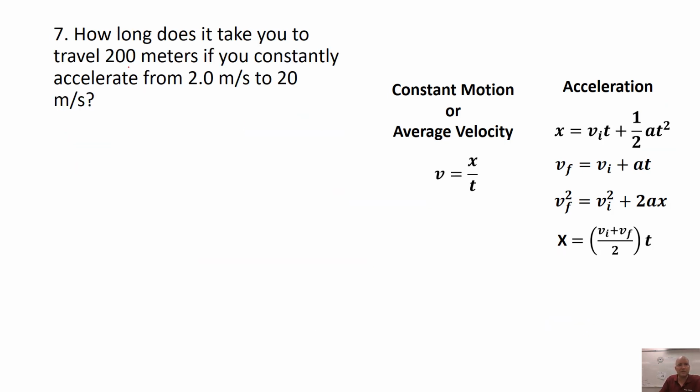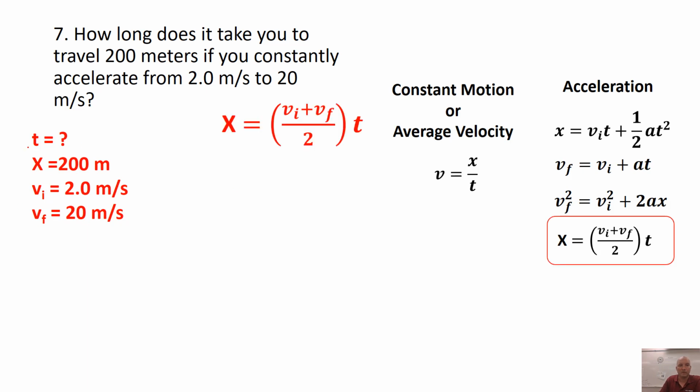How long does it take you to travel 200 meters if you constantly accelerate from 2 meters per second to 20 meters per second? This is where you want to watch out for your units. These are both velocities. These are not telling you an acceleration. So in picking your givens list, they ask you for how long. There's your T. They tell you 200 meters. They give you an initial velocity of 2. They give you a final velocity of 20. These four variables lead you to one single equation.